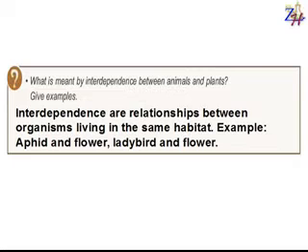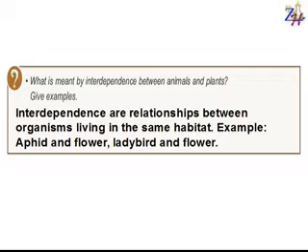So if we can answer here, we can say interdependence are relationships between organisms living in the same habitat. So here's the main point: they have to live in the same habitat. We can't say, for example, that there's an interdependence between an aphid in Lebanon and a flower, for example, in Italy, because they do not live in the same habitat.